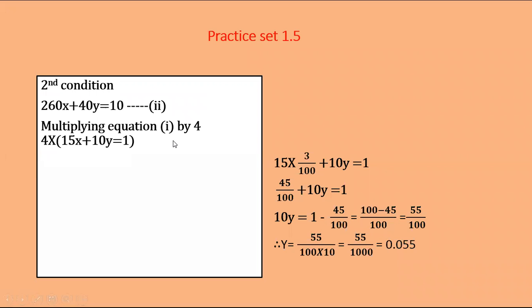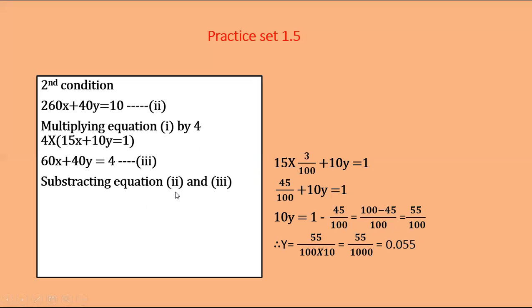Multiply equation 1 by 4. Then you get 4 multiplied by 15x plus 10y is equal to 1. Therefore, 60x plus 40y is equal to 4. Equation number 3. From equations 2 and 3, the coefficient of y is the same, having the same sign. Therefore, subtract equation 3 from equation 2.